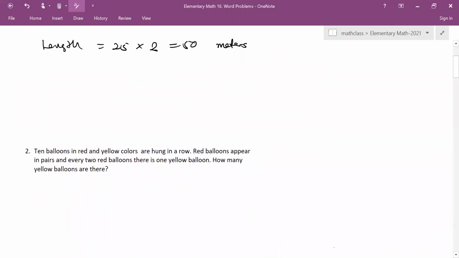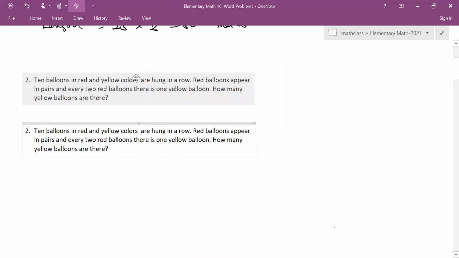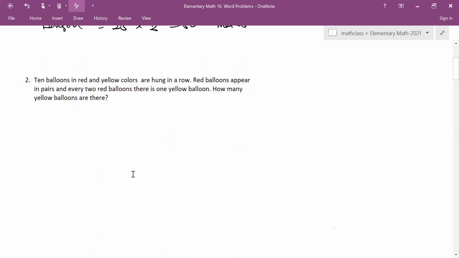All right, now let's take a look at the second problem. 10 balloons in red and yellow colors are hung in a row. Red balloons appear in pairs, and between every 2 red balloons there is 1 yellow balloon. How many yellow balloons are there?